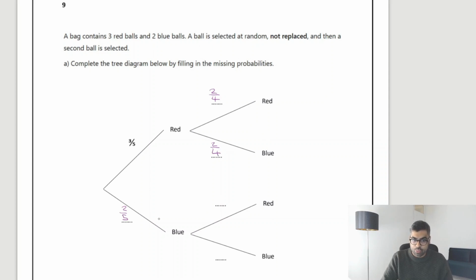Now, if we pick a blue, that means we still have 3 red balls. So our probability here is going to be 3 over 4. If we pick a blue, that means we don't have 2. We now have 1 blue ball. So our probability here is 1 over 4. And again, our check is 3 over 4 plus 1 over 4 gives us 1. Let's move on to part B.